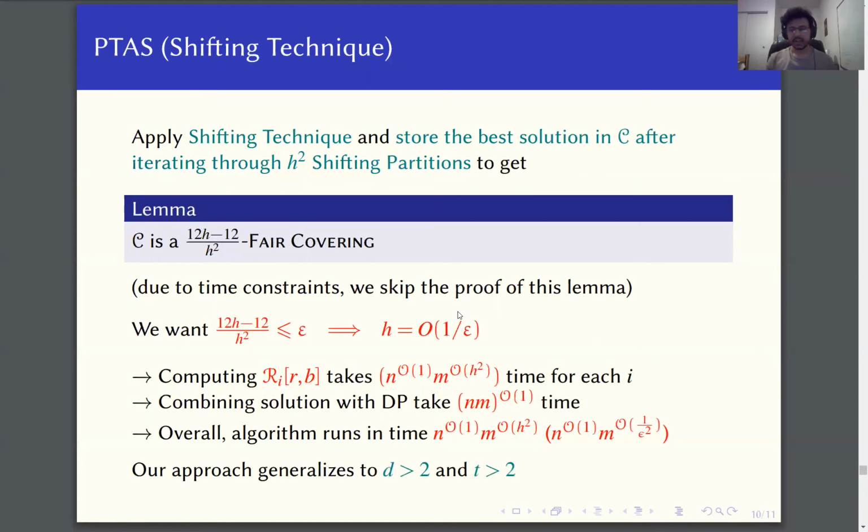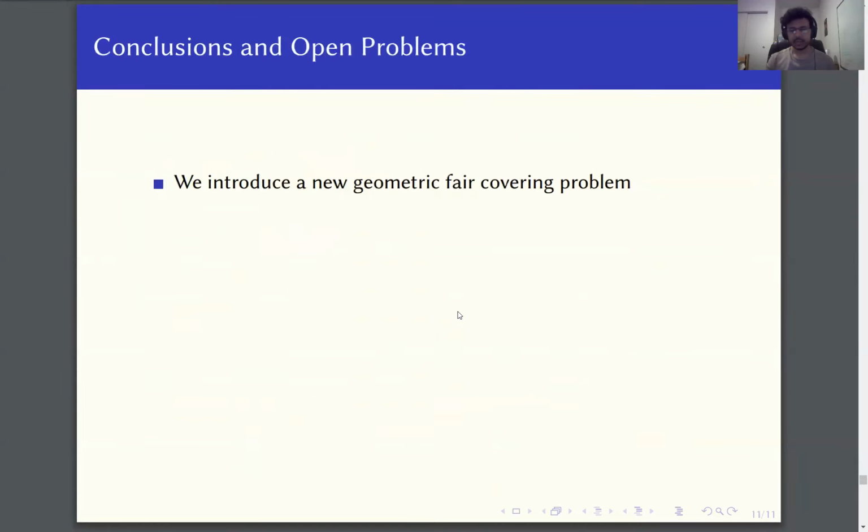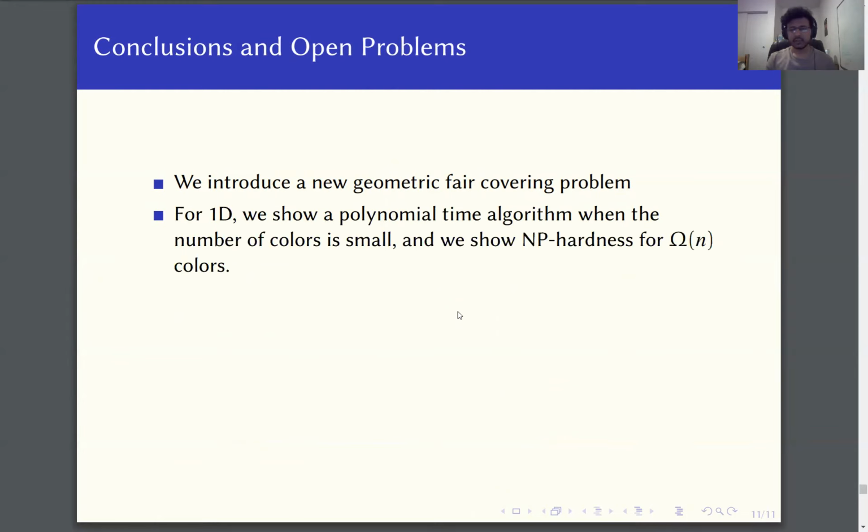It is easy to see that our approach generalizes for higher dimensions and more number of colors. In conclusion, in this work, we introduce a new geometric fair covering problem. For one dimension, when the number of colors is constant, we show that the fair covering problem can be solved in polynomial time. When the number of colors is large, that is in particular for omega n colors, the problem is NP-hard even in one dimension. For high dimensions, we show a polynomial time approximation scheme.